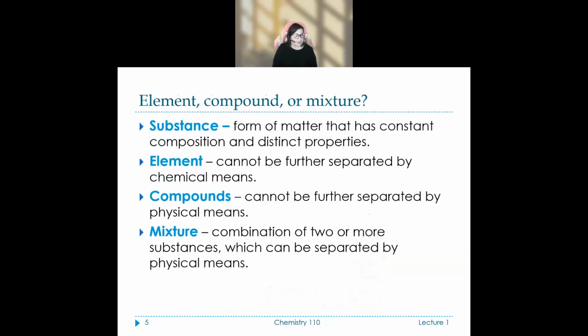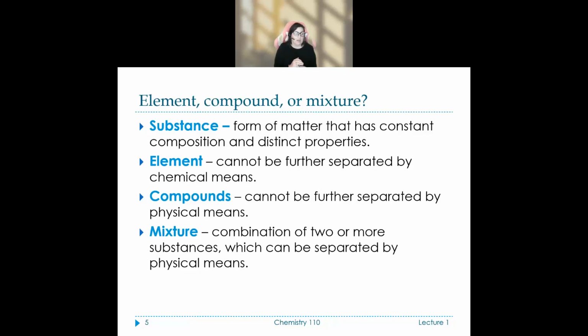So beyond that, we have to be able to talk about a couple of different things. An element cannot be further separated by chemical means. A substance is a form of matter that has a constant composition and distinct properties. Okay, that says nothing about what it's made out of. So a substance is constant composition, so no matter where I sample from it looks the same, and it has a distinct set of properties.